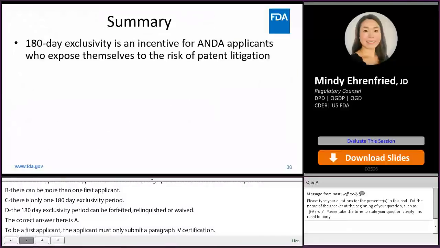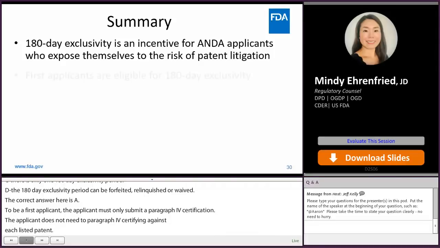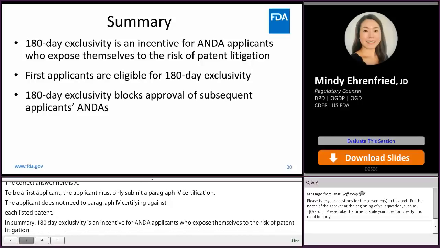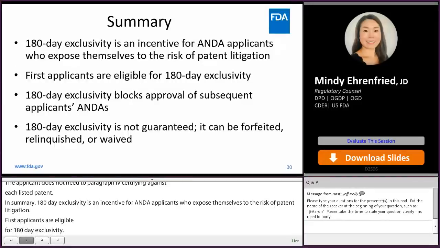In summary, 180-day exclusivity is an incentive for ANDA applicants who expose themselves to the risk of patent litigation. First applicants are eligible for 180-day exclusivity. 180-day exclusivity blocks approval of subsequent applicants' ANDAs. And 180-day exclusivity is not guaranteed. It can be forfeited, relinquished, or waived.